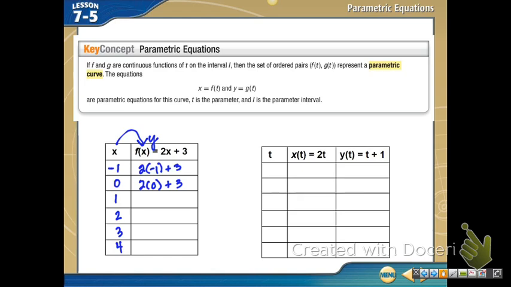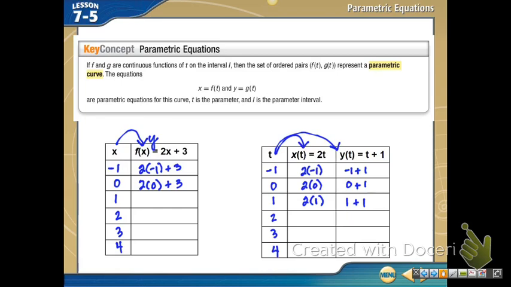But in a parametric equation, both x and y are found by plugging in some value t. So first I choose the values of t. Then I can find x by plugging t into the equation that defines x. So this would be like 2 times -1 and 2 times 0 and 2 times 1. I can also plug t into the equation that defines y. So this would be like -1 plus 1 and 0 plus 1 and 1 plus 1. So now instead of using x to find y, you use t to find both x and y.